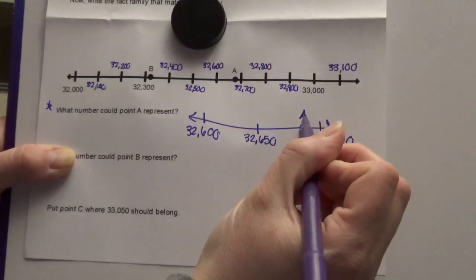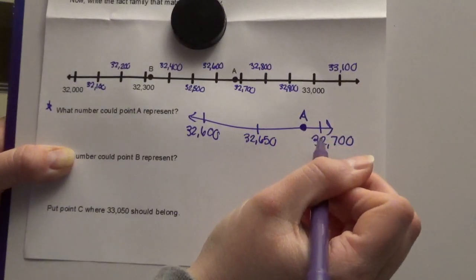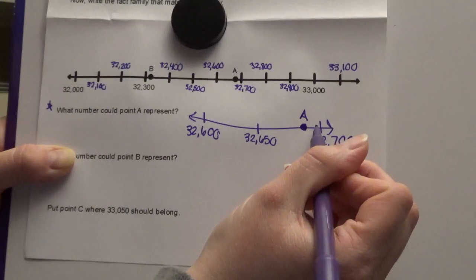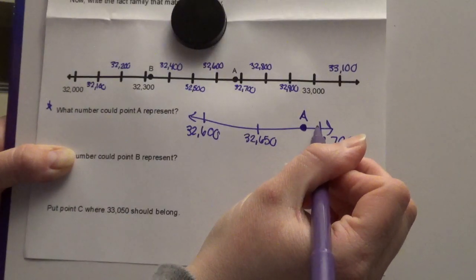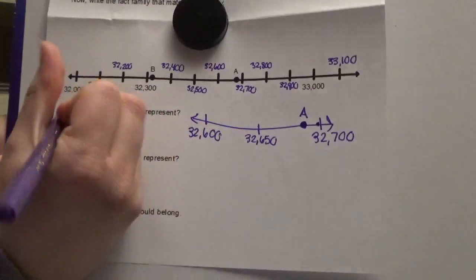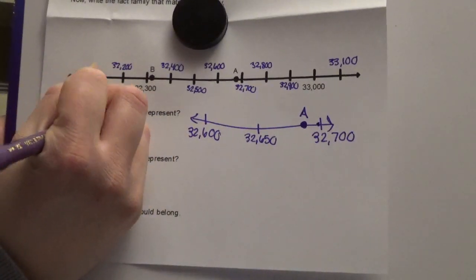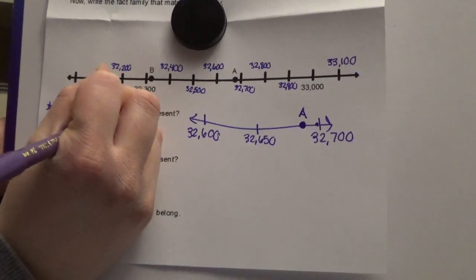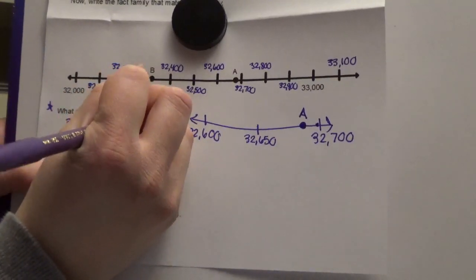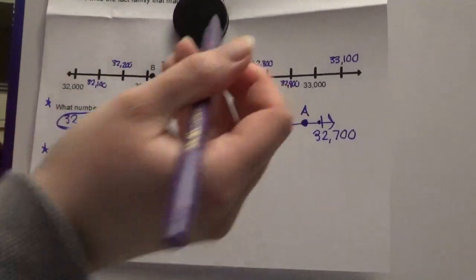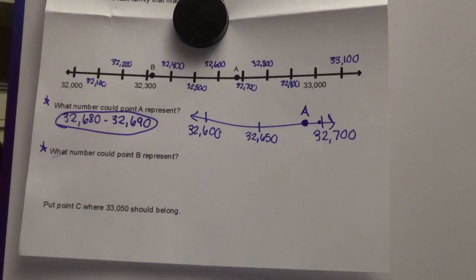So I can clearly see that A is really close to 32,700. It's not 32,699 because that would have to be right here. It's a little bit further away from that. So any number that you wrote down, if you wrote down 32,680, maybe like 80 to 32,690, those are all really good estimates for what the value of A could be.